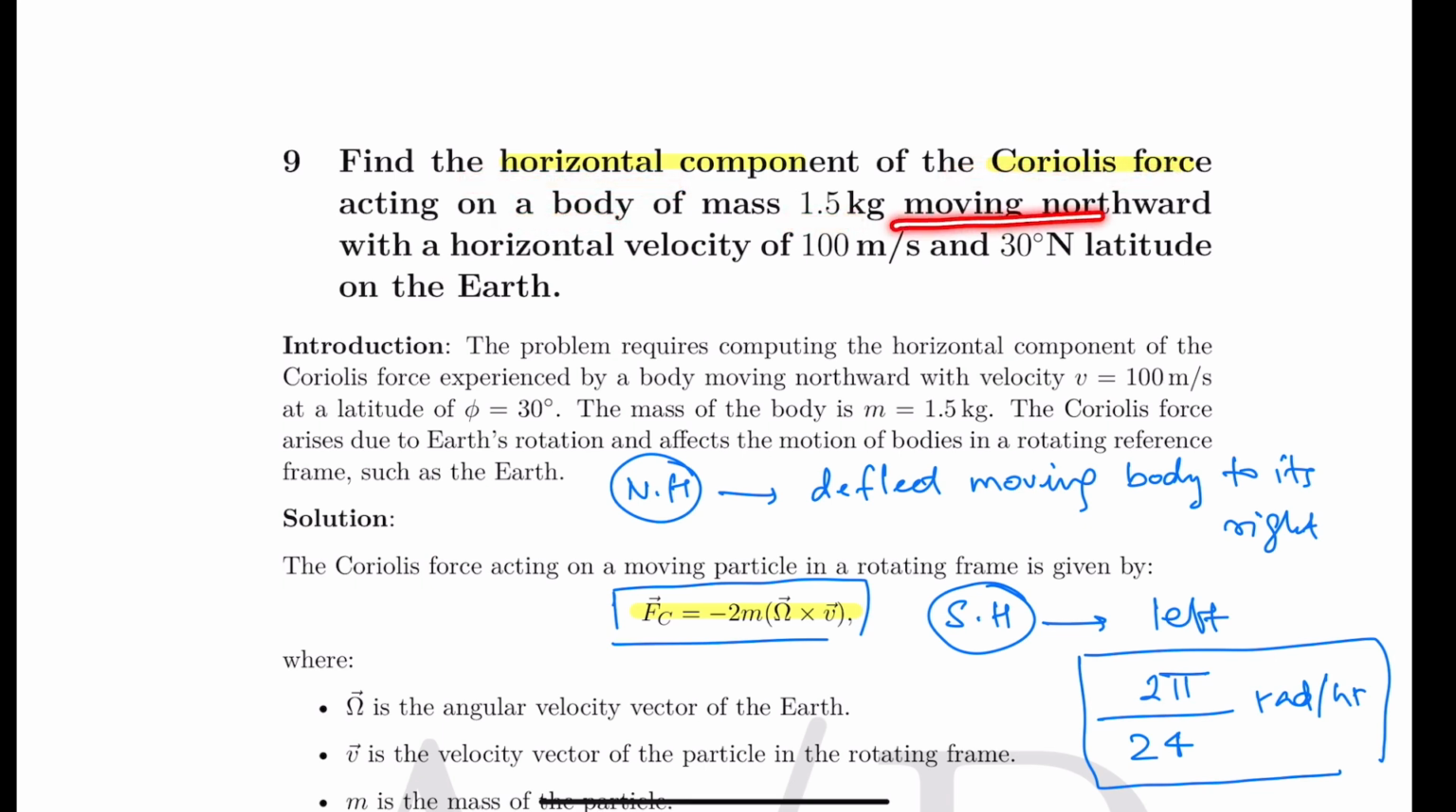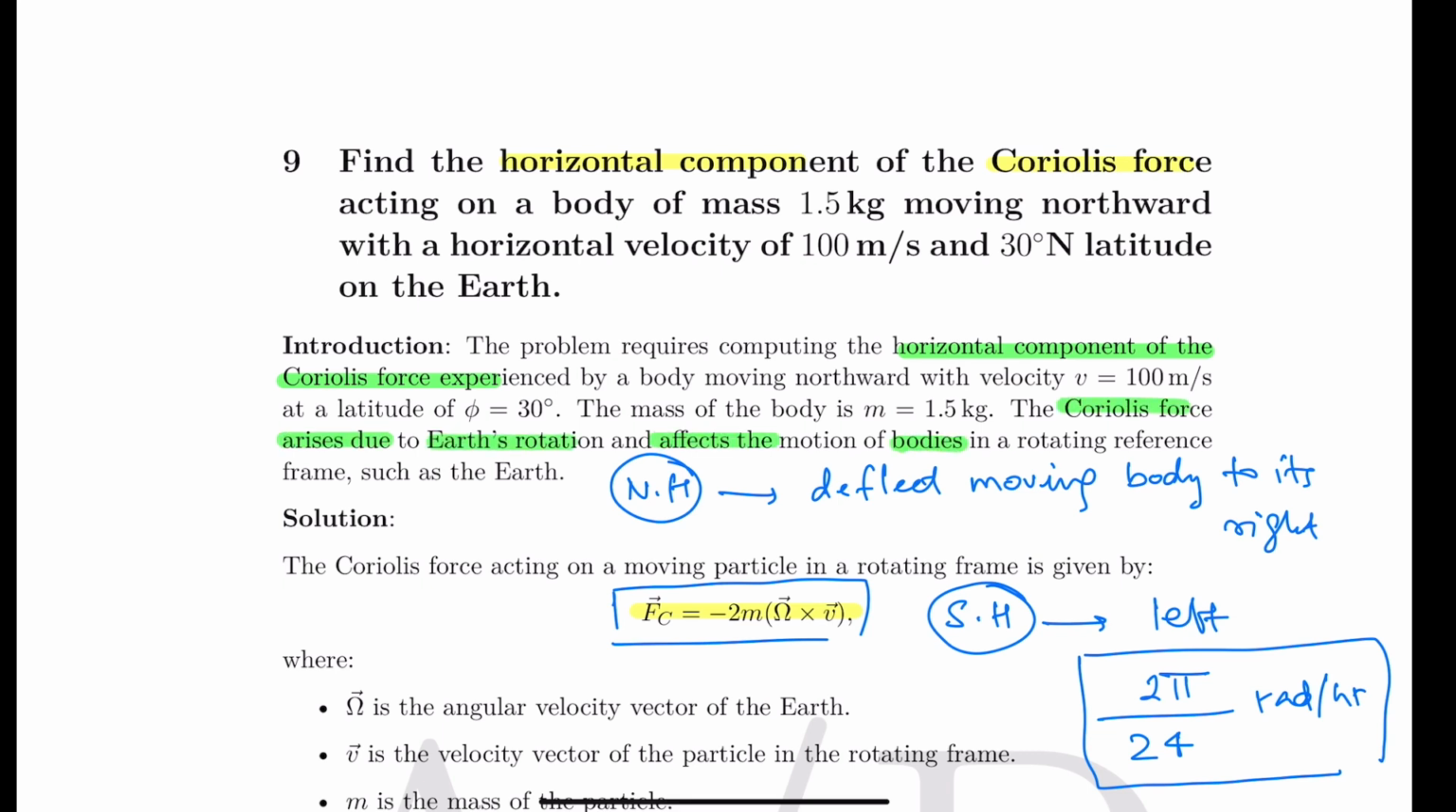Find the horizontal component of Coriolis force acting on a body of mass 1.5 kilogram moving northward with a horizontal velocity of 100 meter per second and 30-degree latitude on the earth. So this problem requires a computation of the horizontal component of the Coriolis force.